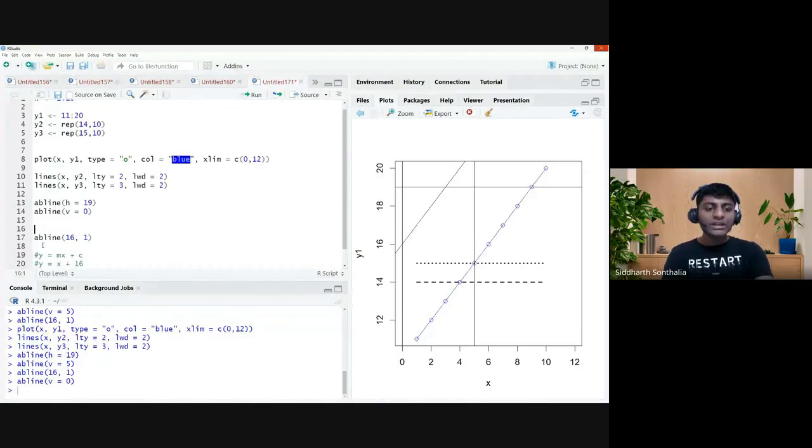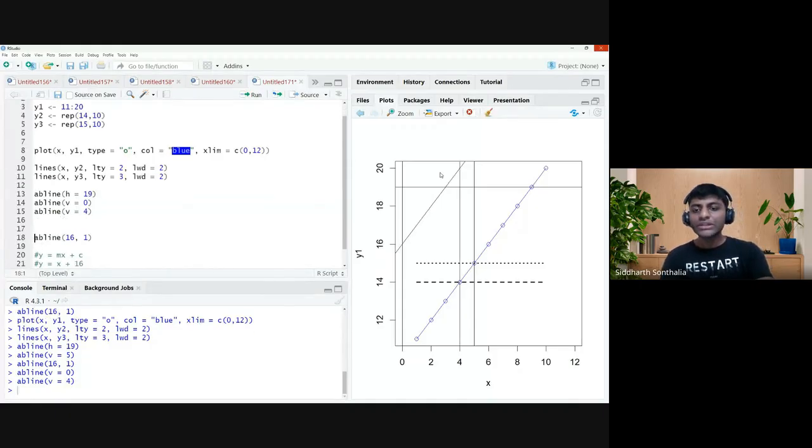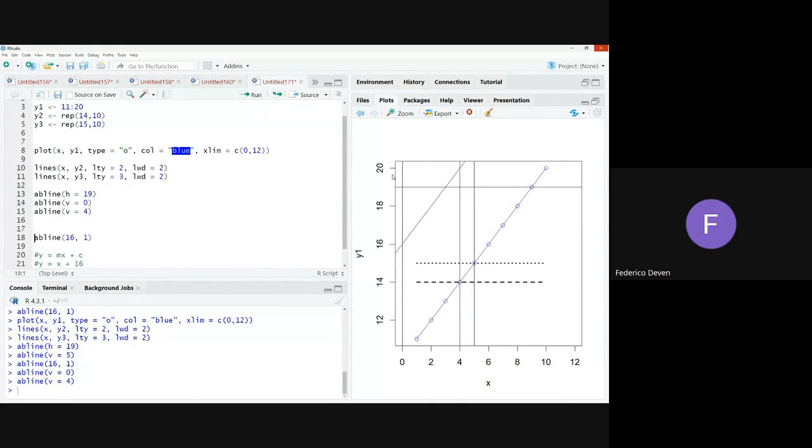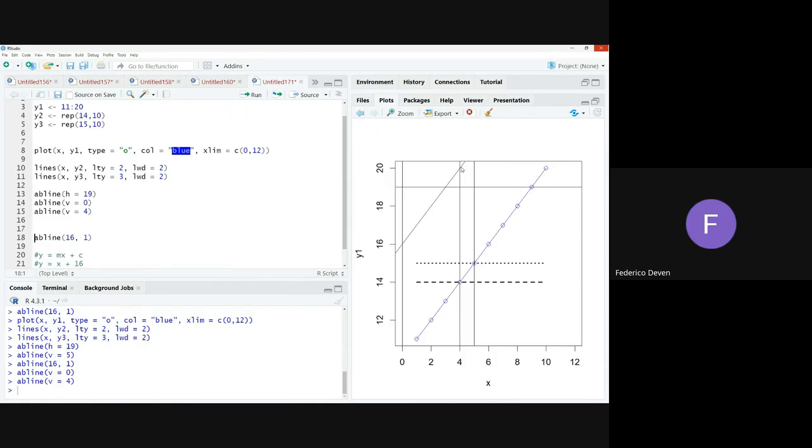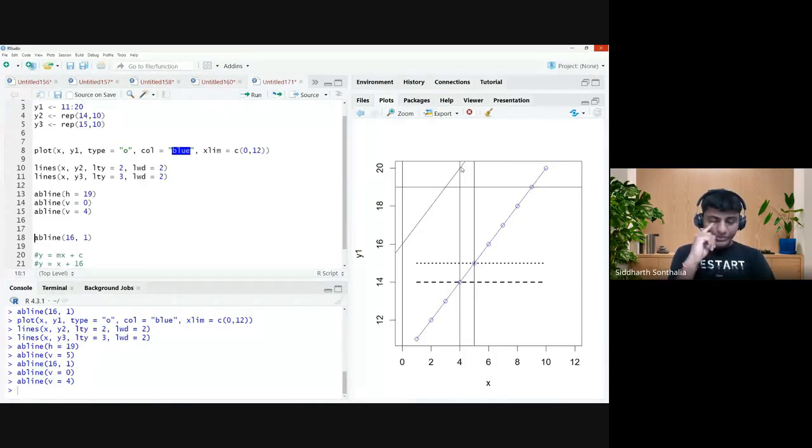So if I draw a line, say the AB line, y is equal to 4, and let's see where it is intersecting. See, it's intersecting almost at 20. So that's how your AB line function can also be used. Understand. Right. Okay.